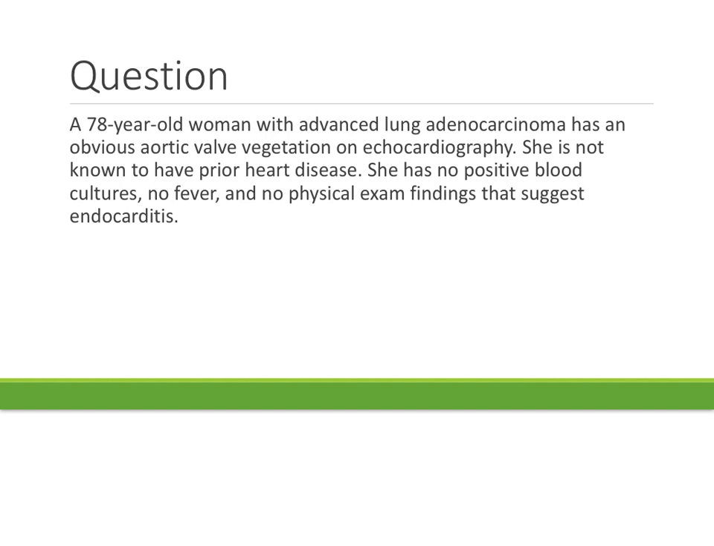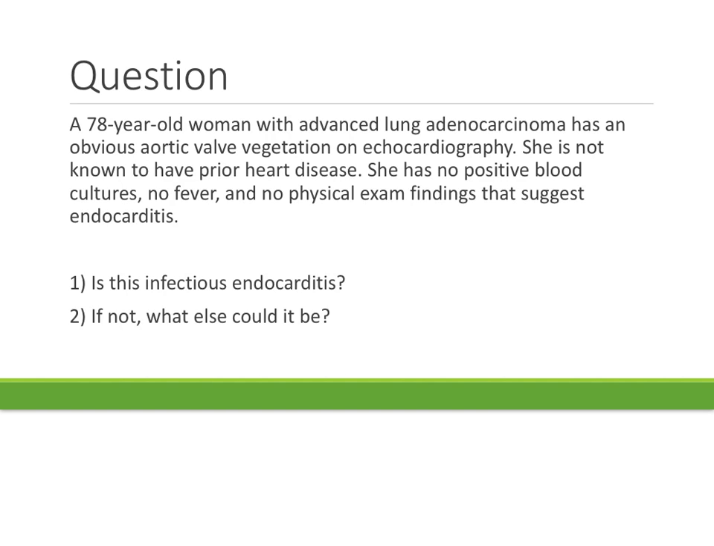Here's a question. A 78-year-old woman with advanced lung adenocarcinoma has an obvious aortic valve vegetation on echocardiography. She is not known to have prior heart disease. She has no positive blood cultures, no fever, and no physical exam findings that suggest endocarditis. Is this infectious endocarditis? And if not, what else could it be? Pause here and think about that for a few seconds.